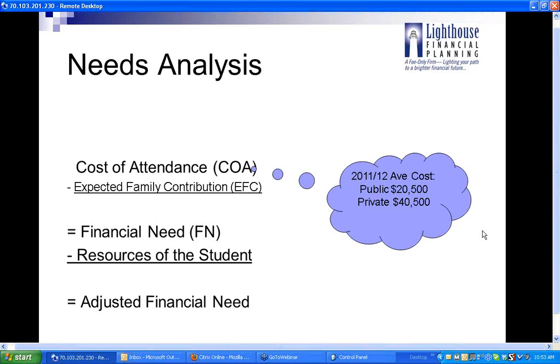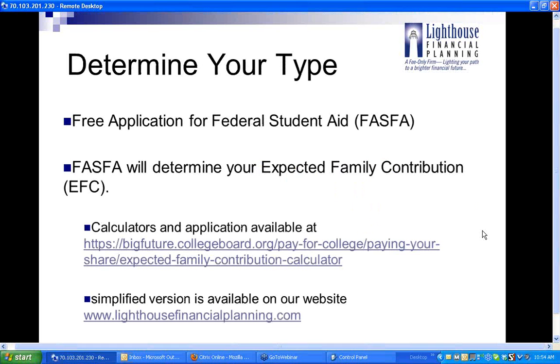So to begin, we have the cost of attendance. You can see off to the right, I have the little bubble that indicates the cost for the school year 2011-2012. Public is $20,500. Private schools need more in the neighborhood of $40,500. So with the cost of attendance, subtract what the expected family contribution is, arrive at the financial need. If the student has any resources, then they subtract to arrive at the additional need. So I have an example here, so I'll run through, but I do want to touch on each one of these items. We'll go to the expected family contribution next.